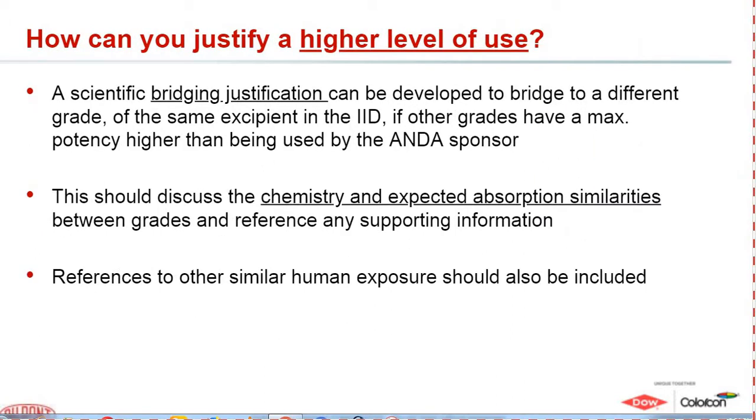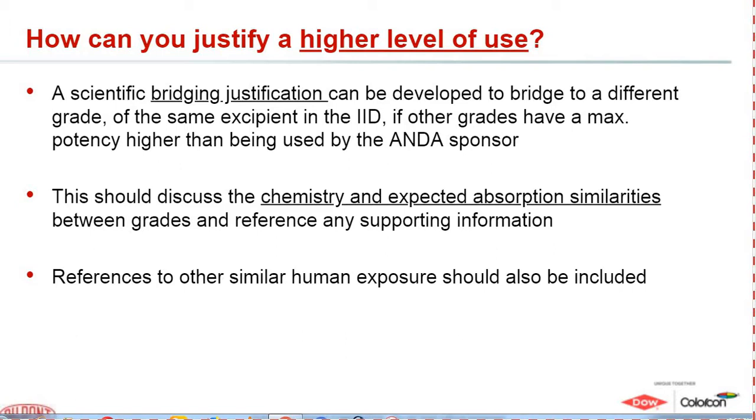And sometimes you want to use a higher level of use than what is in the IID. Many times, to take advantage of the functionality of the excipients and to get it to work well in your particular dosage form, you may need to use it at higher levels. And certainly from a quality by design perspective, you don't want to not use something just because it may be above the IID level, if in fact you need that for your functionality. So how can you justify those higher levels of use when it makes sense?